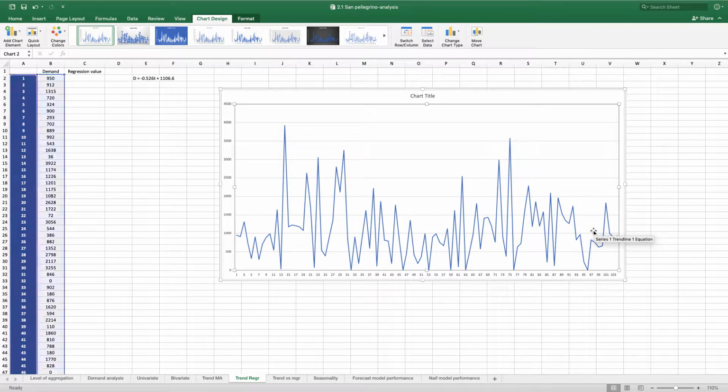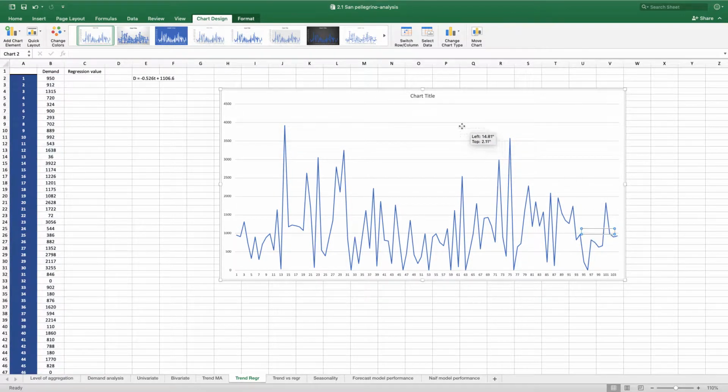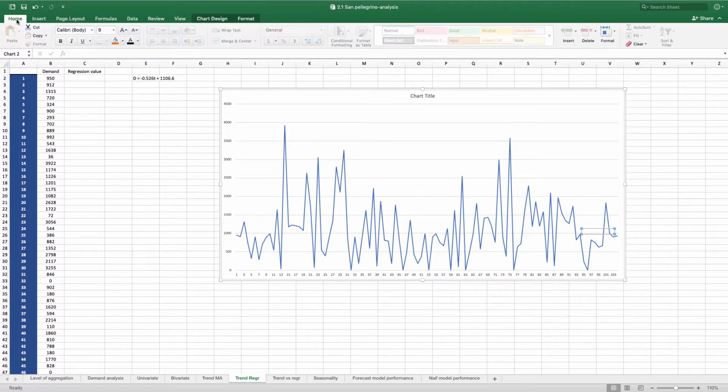I think it's not visible right now. I don't know for which reason. It's probably because it's not colored. Here it is. It was not colored, so don't freak out if you don't see it, just check the color. This is our equation as we discussed in class: Y, the demand, equals minus 0.526 time plus 1106.6 units, as displayed here.